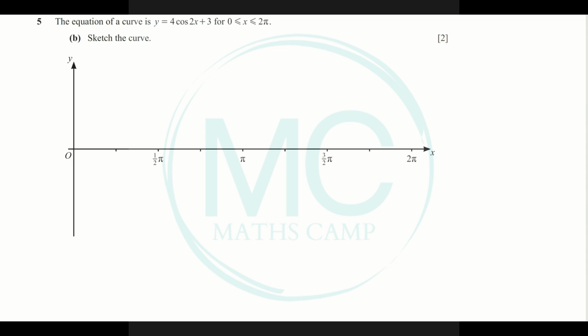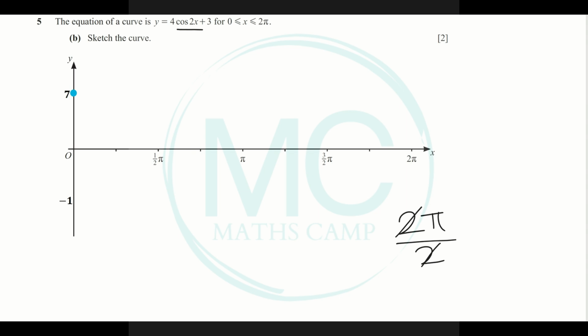Sketch the curve. In part A, we just found the maximum value of y for this curve is 7. So let's put this on our y-axis, and the minimum value is negative 1. The maximum value is 7, so this is our y-intercept. Now, for a basic cosine graph, the interval between maximum turning points is 360 degrees, 2 pi radians. But in this case, we have cos 2x, and the coefficient of x affects the period of the graph. It affects the interval between the maximum turning points. To find the new interval, we divide 2 pi, the original interval, by the coefficient of x, which is 2. These will cancel. So the interval between the maximum turning points is pi.